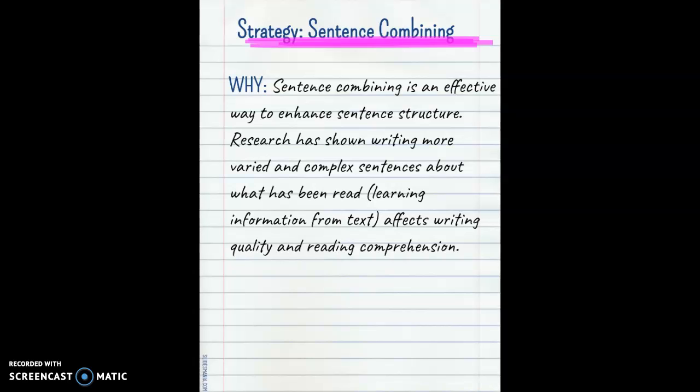Research has shown writing more varied and complex sentences about what has been read, learning information from text, affects writing quality and reading comprehension. In other words, sentence combining using content that has just been read or learned from text has proven to be very effective for enhancing comprehension and a student's writing style.